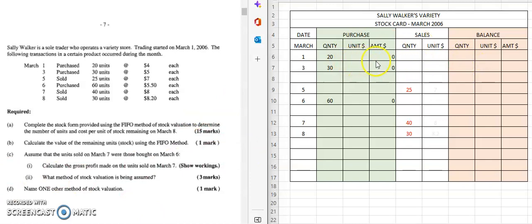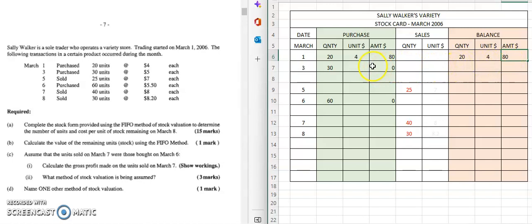So on March the 1st, she bought 20 units at a cost of $4, and so she spent $80 in all, and hence she would have 20 units in her stock, right? These 20 units would be $4 each, and it'd be a total value of $80.